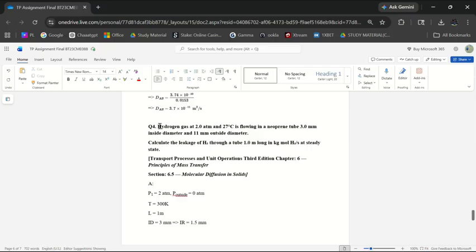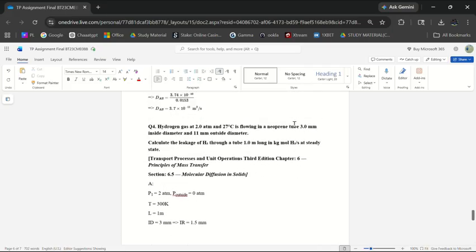Final question, the fourth and final question. Hydrogen gas at 2 atm and 27 degrees Celsius is flowing in a neoprene tube 3 mm inside diameter and 11 mm outside diameter. Calculate the leakage of hydrogen through a tube 1 meter long in kg mole hydrogen per second at steady state.